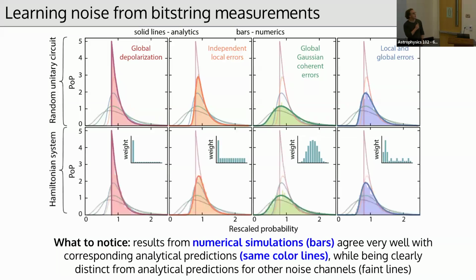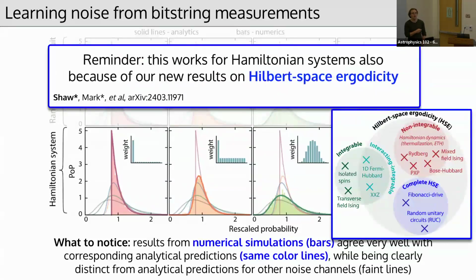And then what we can do is apply this also to our Hamiltonian type systems, and we can see that the same great agreement persists in these cases as well. And I just want to highlight again, the fact we can even do these for Hamiltonian systems or any of these at all really comes back to this idea of periodic circuiticity, where we can apply ideas from random unitary circuits to the dynamics of analog quantum simulator systems.